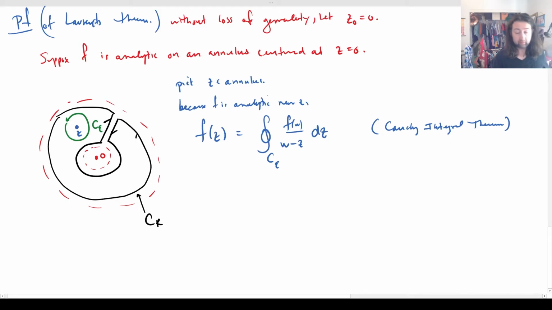And notice that I've continuously deformed that circle around z to do this. I sort of took it and I stretched it and wrapped it around. So it is not the case that I've pulled the curve through that point at 0 where possibly the function is not defined. I've just taken the green loop and I've sort of stretched it out into the black loop.